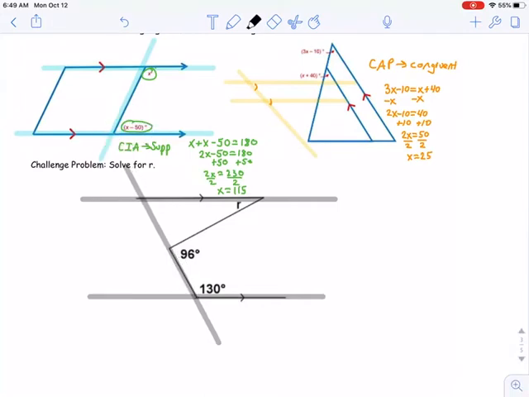Watch this. I'm going to create a transversal. All right. Now, again, there's multiple ways to do this problem. This is just the way I'm going to do it. We're going to call this x, and then between x and 130, we got consecutive interior angles. They're supplementary. So I know x is 50 degrees now.